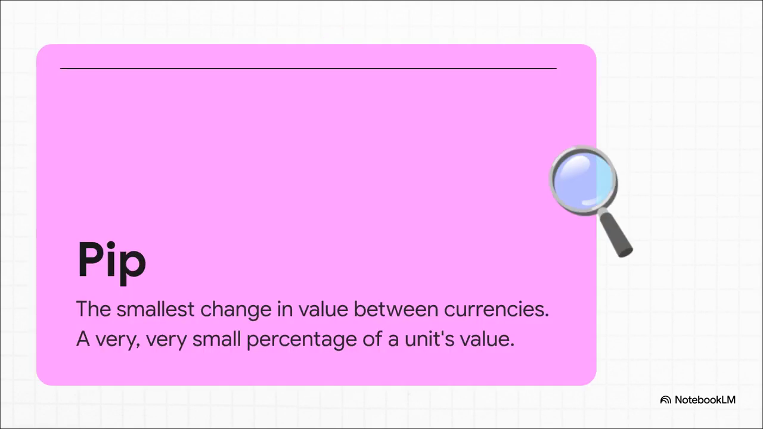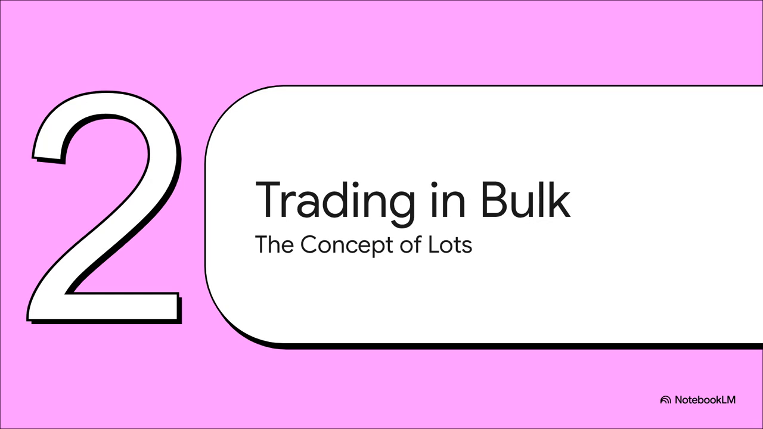A pip is basically the smallest possible tick up or down in value between two currencies. By itself, one pip is worth, well, pretty much nothing. If you traded just a single dollar, a one pip move would be completely meaningless. So the first puzzle we have to solve is how to make these tiny pips actually matter. So how do we make those little pips meaningful?